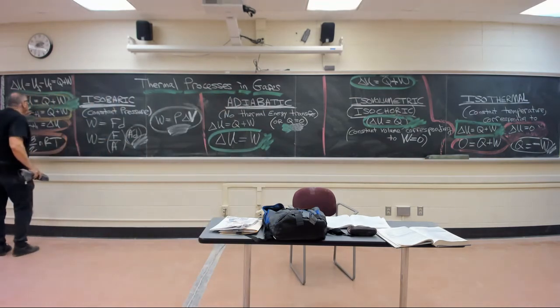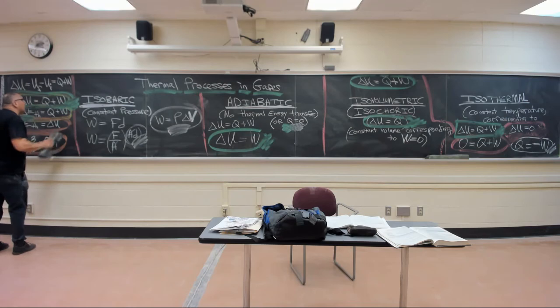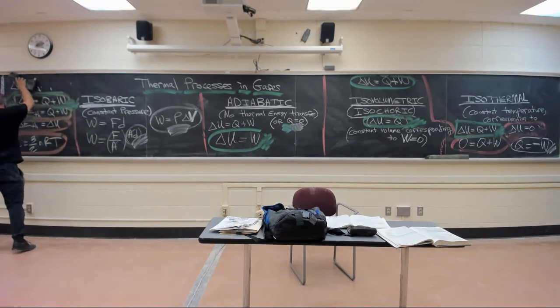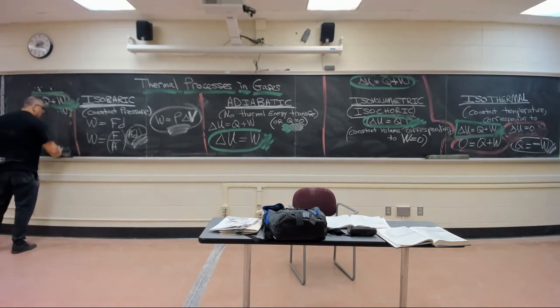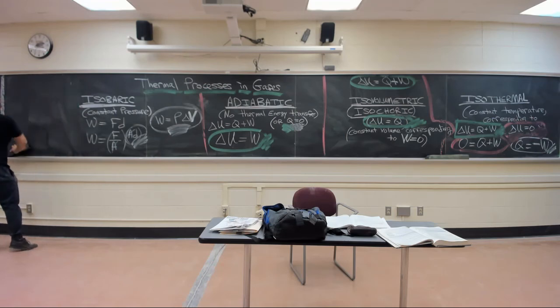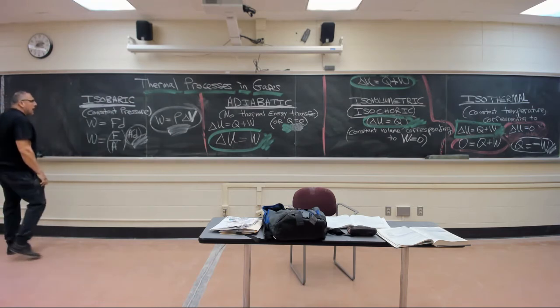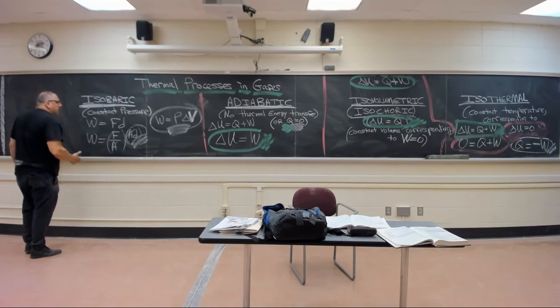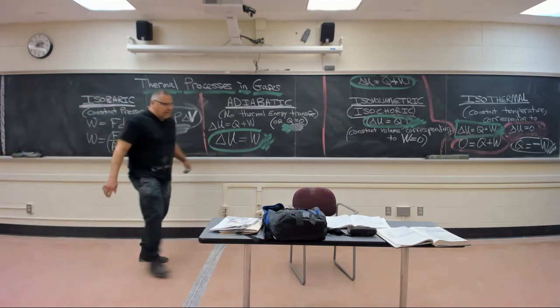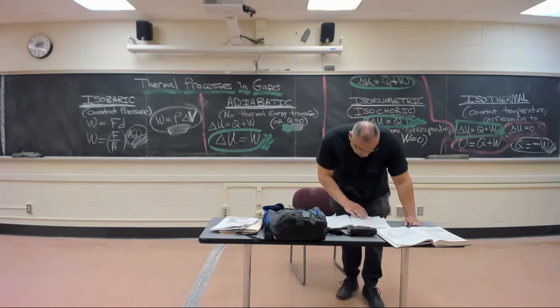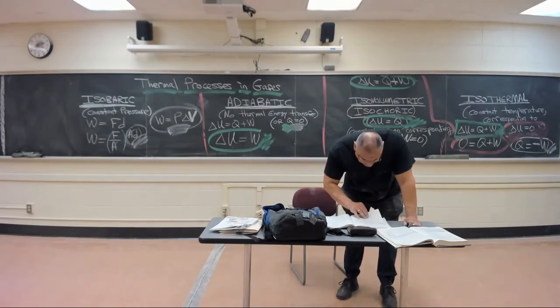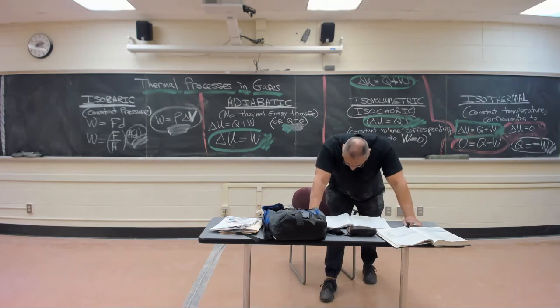Okay, we talked about this, delta U equals Q plus W. As far as the isobaric is concerned, I'm going to have to erase a little bit more eventually, guys, but let's just go through a few of these. What's going on? I mean, you got a constant pressure, this happens.